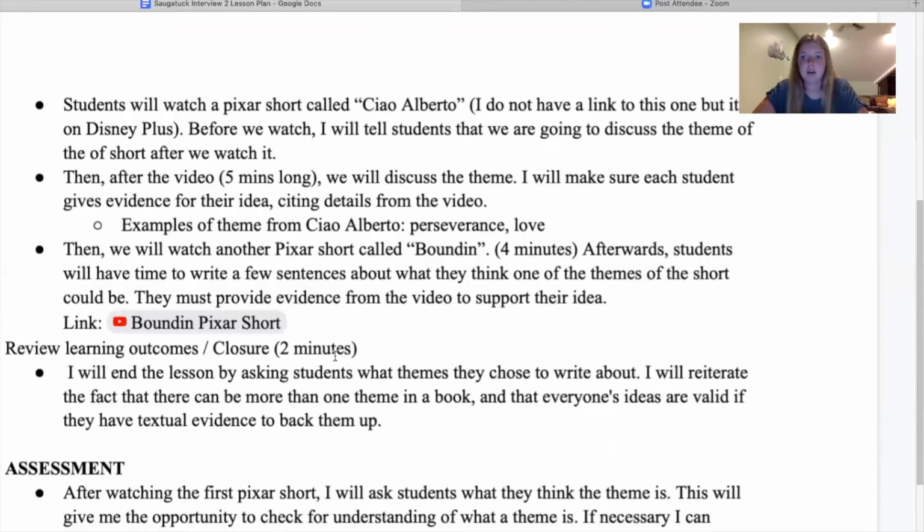After we watch the video, it would be the guided part of the lesson, where I'm giving my input and the students are giving their input as well. I would make sure that each student gave evidence for their ideas, citing details from the video, because that relates back to my standards and my objectives. I'd communicate to the students that there could be many different themes within a reading or a movie, but as long as you have evidence to back it up, then your claim is valid. I would emphasize that during the discussion.